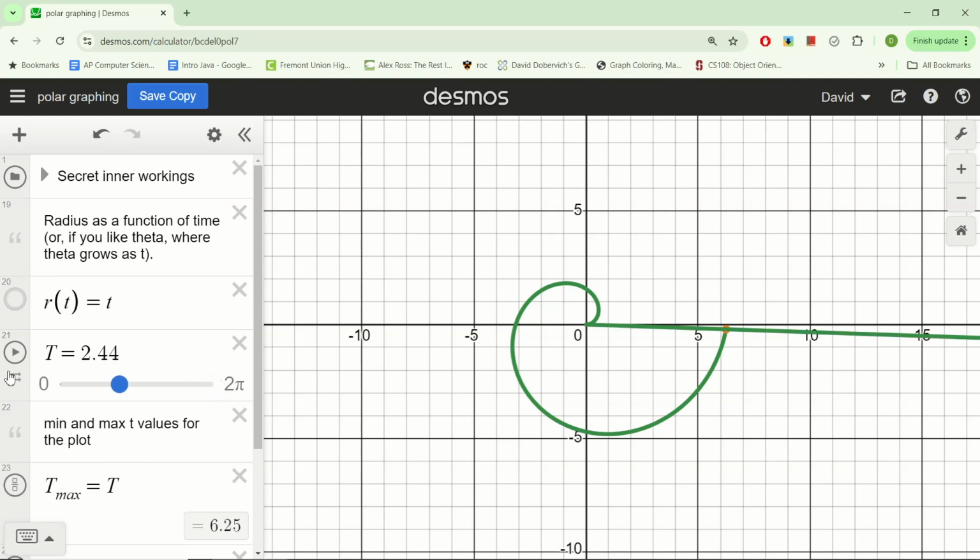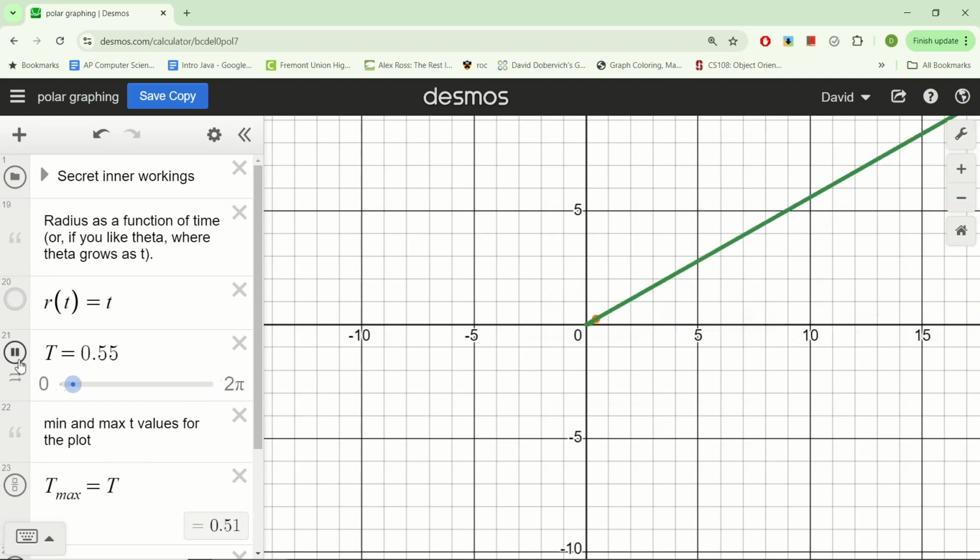So there we go. It is in fact a spiral, and this is how you should think about plotting all polar curves yourself. You should really imagine this rotating angle, and then for each different angle think, how far do I go in that direction? And that's going to be the r.